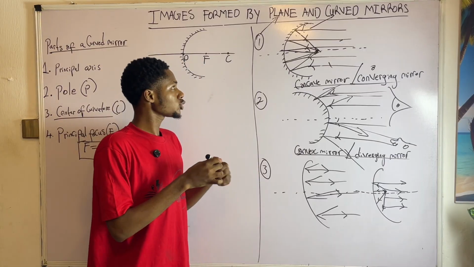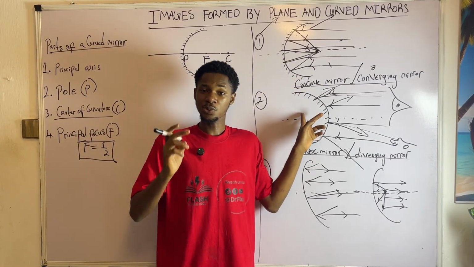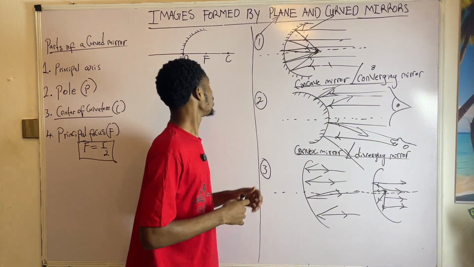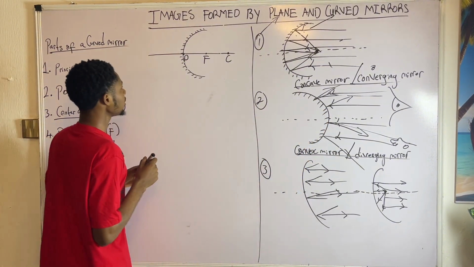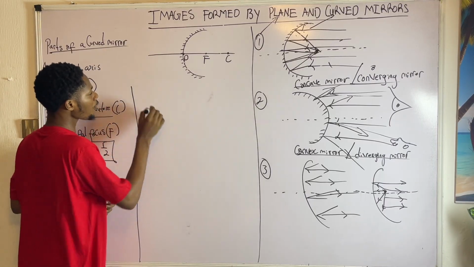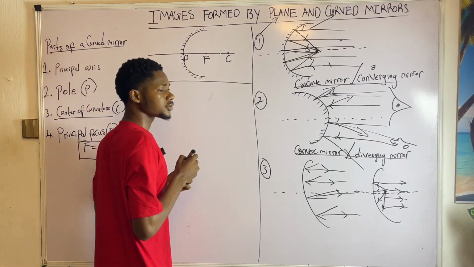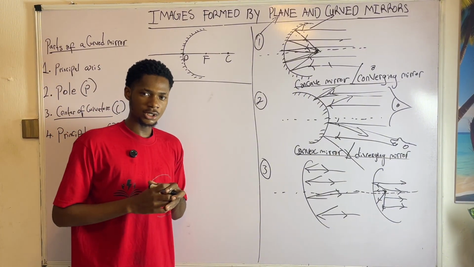A curved mirror, particularly for concave and convex. That's what you should be expecting in your examination, especially the JAMB or WAEC examination. Okay, now before we talk about that, let's talk about how we are going to form those images.